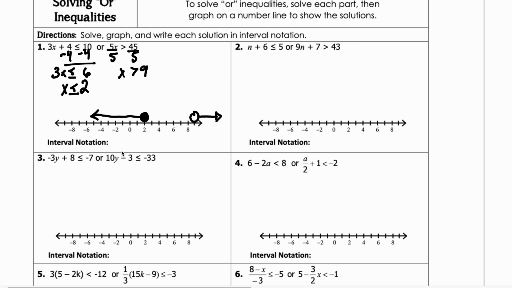Okay, so now I have an "or" inequality, and reading from left to right, I need to write the interval notation. From left to right, I hit that infinity, right? That arrow first, so it's negative infinity first to 2, and since 2 is bubbled in, it is a bracket. And then "or" you can use your union symbol. Then I hit my 9, which is an open notation, so I get a parenthesis, 9 to infinity, parenthesis.